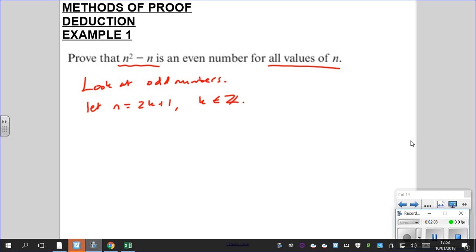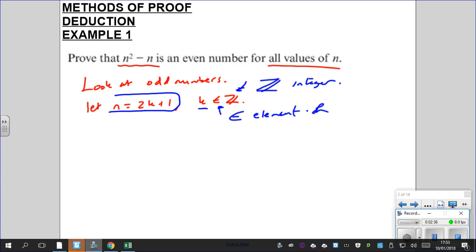Might as well start with the good maths now. This funny looking Z means integer. This weird symbol, a bit like a euro sign, means element of. So it's saying that k is an element of the integers. This makes sense as an odd number, doesn't it? Because if k was 0, n would be 1, so that's odd. If k was 1, n would be 3. If k was 2, it would be 5. So it takes care of all the odd numbers.